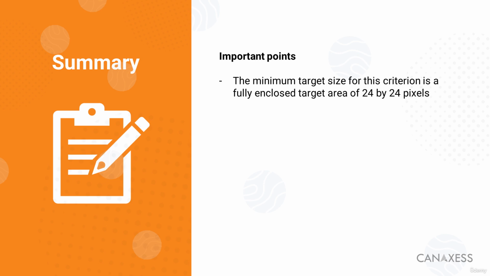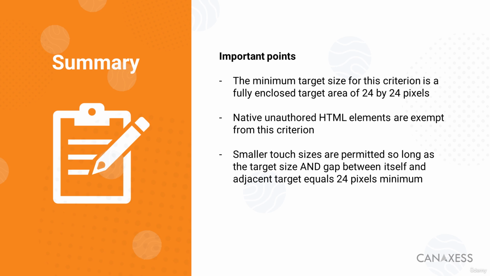The minimum target size for this criterion is a fully enclosed target area of 24 by 24 pixels. Native, unauthored HTML elements are exempt from this criterion. The size is controlled by the browser, yet when an authored style is introduced, if the dimensions are less than 24 by 24 pixels, then it fails. Smaller touch sizes are permitted so long as the target size and gap between itself and adjacent target equals 24 pixels minimum.